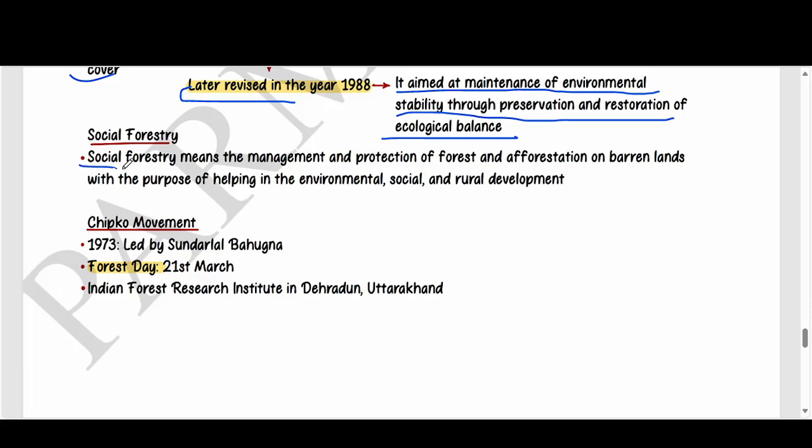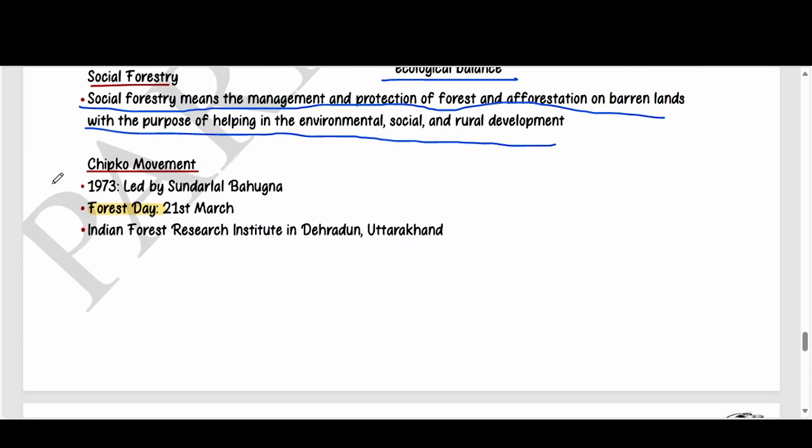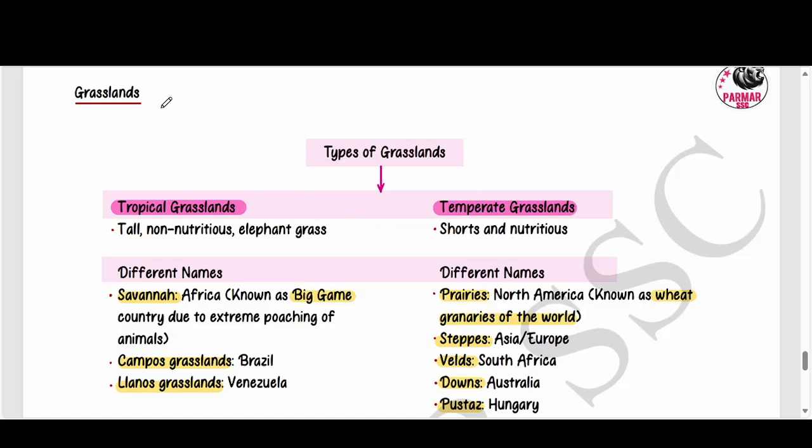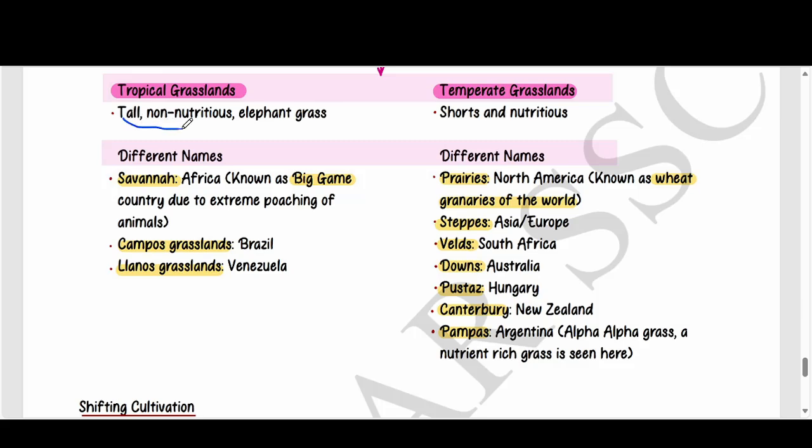Social forestry means the management and protection of forest and afforestation on barren lands with the purpose of helping in environmental, social and rural development. Chipko Movement 1973, led by Sunderlal Bahuguna. Forest Day 21st March. Forest Research Institute in Dehradun, Uttarakhand. Grasslands, types of grasslands: tropical grassland, tall, non-nutritious, elephant grass, different names.